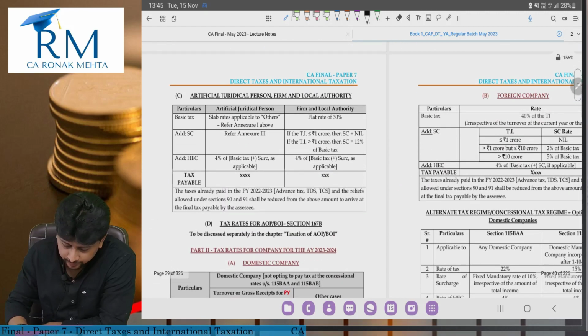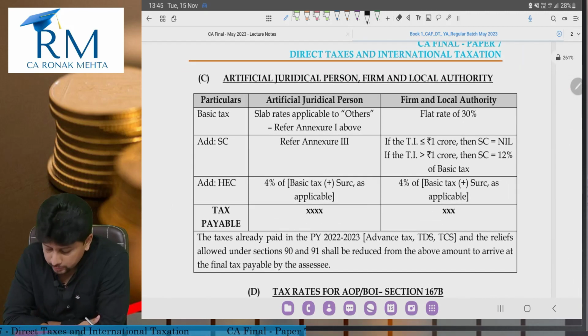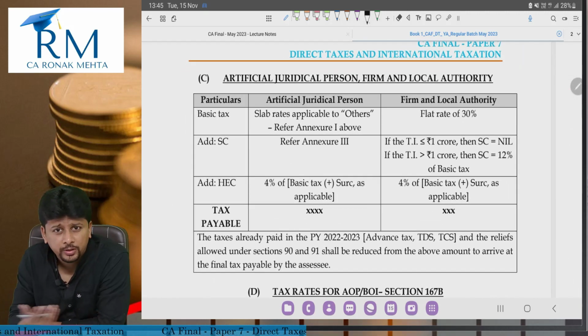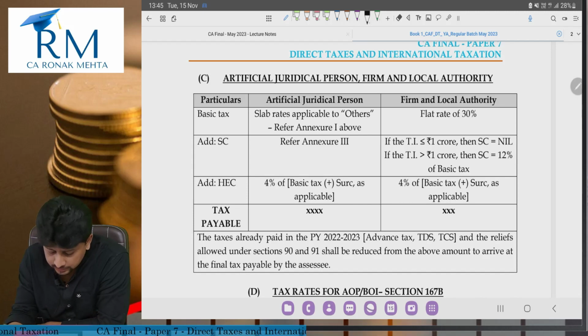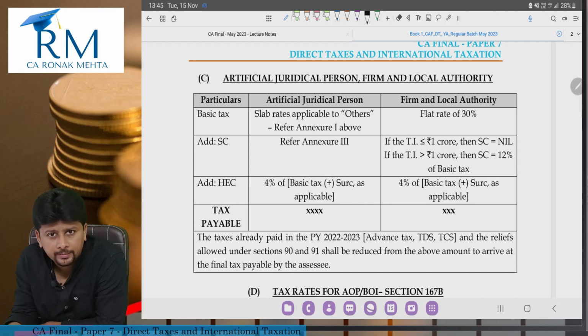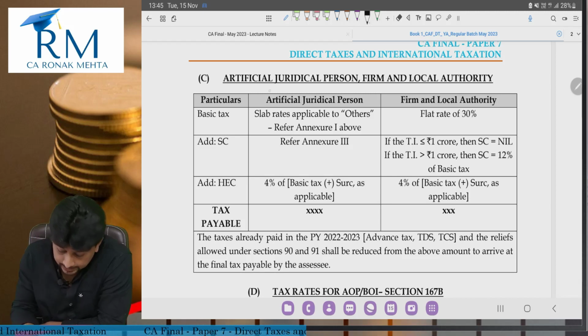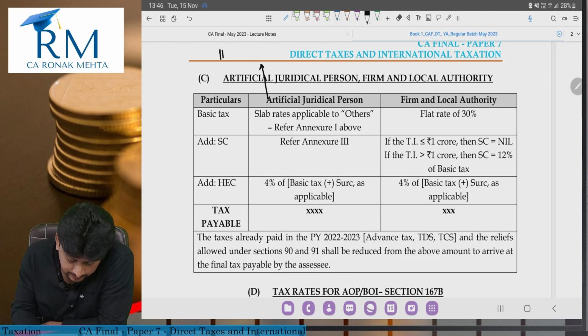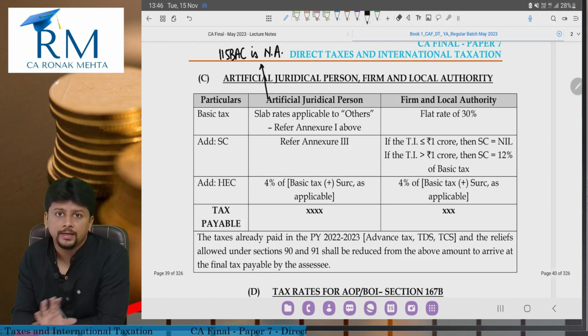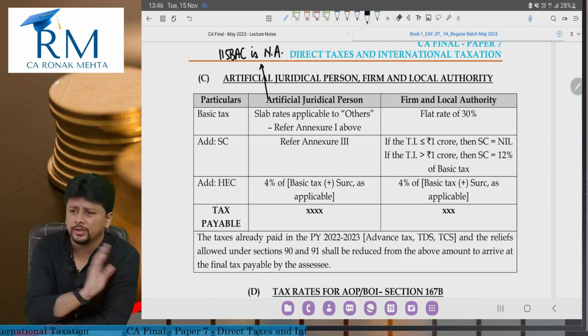This is HUF. Artificial juridical person is the same as HUF only. Basic exemption limit 2,50,000. Surcharge is the same, 50 lakhs, 1 crore, same thing. Health and education cess 4%. For an artificial juridical person, 115BAC is not applicable. 115BAC is only for individual and HUF. It's not applicable for artificial juridical person. So therefore I just put it out separately.